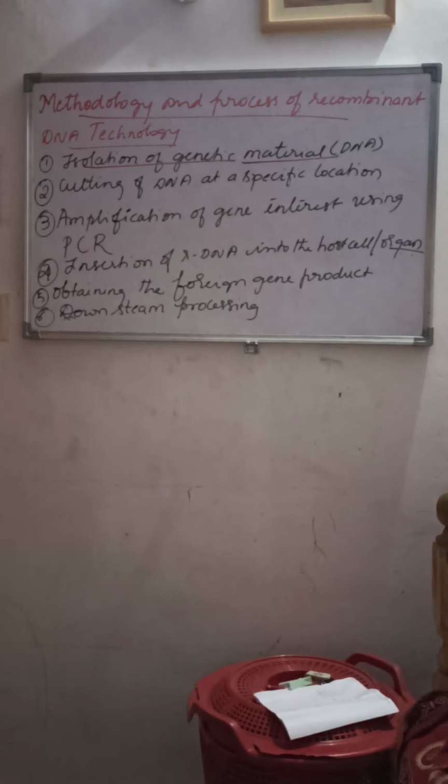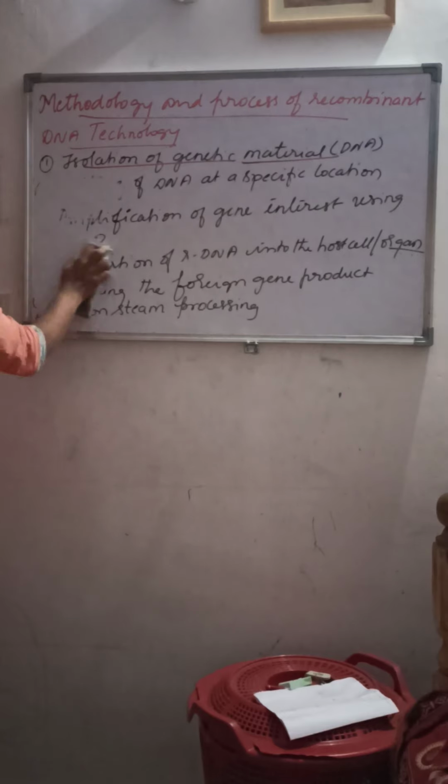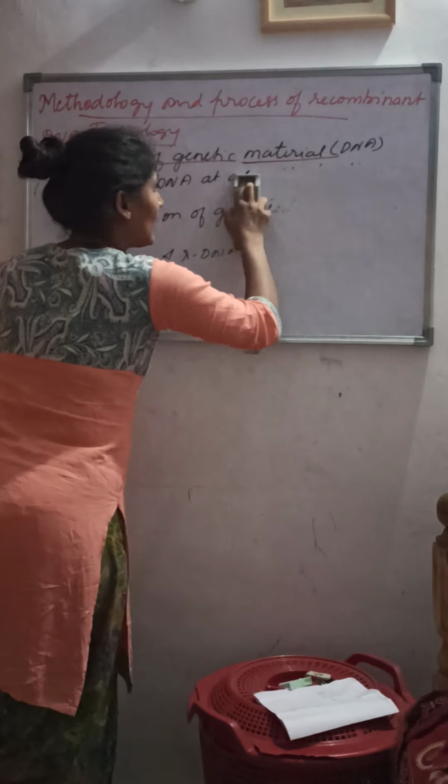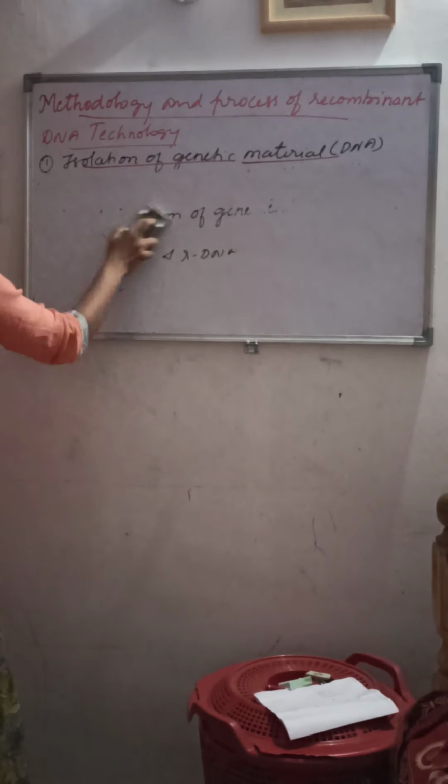Now let us see what are the enzymes that are utilized for this isolation of the desired DNA. So in this first step, as we all know, the desired gene can be isolated from a cell only by digesting the cell wall using the specific enzyme. So we are using the specific enzyme. Now let us see what all the enzymes are that are being used in this step.